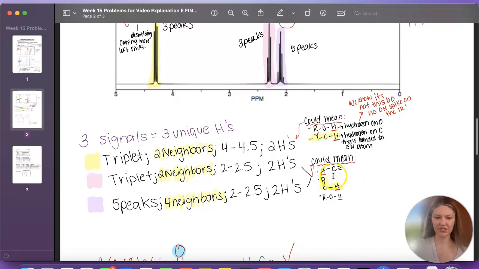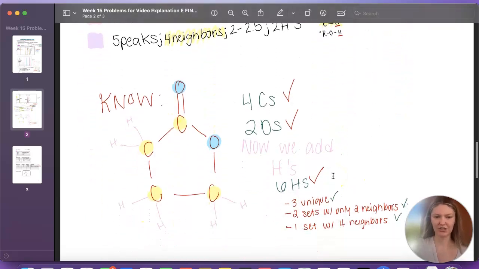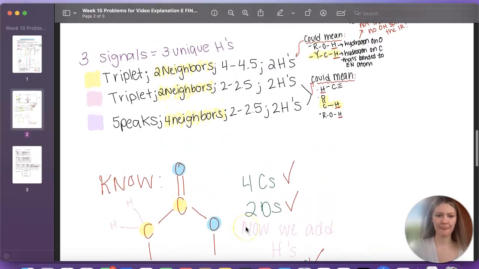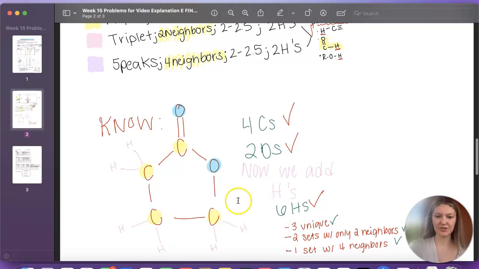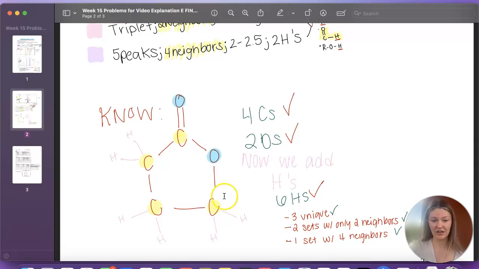With all this information, I was able to start actually building my molecule. First I wrote out the carbonyl. So I had a carbon double bonded to an oxygen. I knew it was an ester, so I put an oxygen bonded to that carbon. From here, I knew it was going to be a ring, so I just filled that out with the correct amount of carbons. So I built the foundation for it. Then I just needed to add my H's.